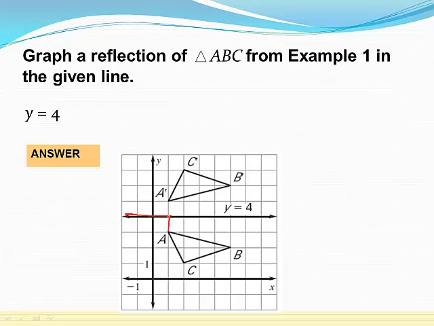So I am 1 away here. That means I'm going to go 1 away on the other side. For B to B prime, I'm 2 away here. That means I'm going to be 2 away on the other side. For C, I'm 1, 2, 3 away. So that means I'm going to be 1, 2, 3 away for C prime. So reflecting it in a line that's either horizontal or vertical is actually pretty straightforward, pretty easy.